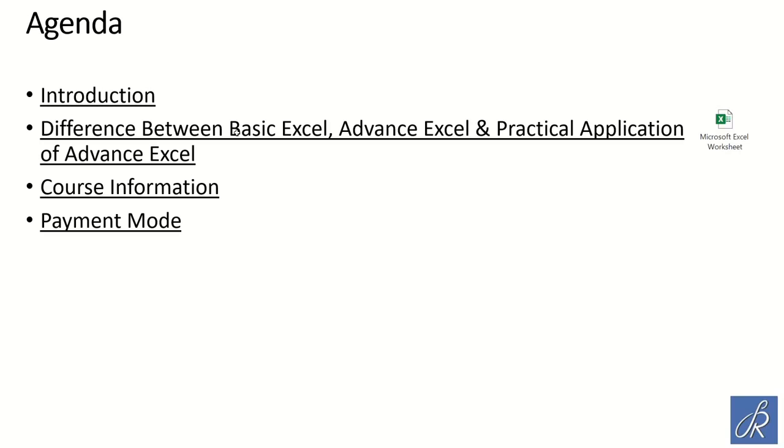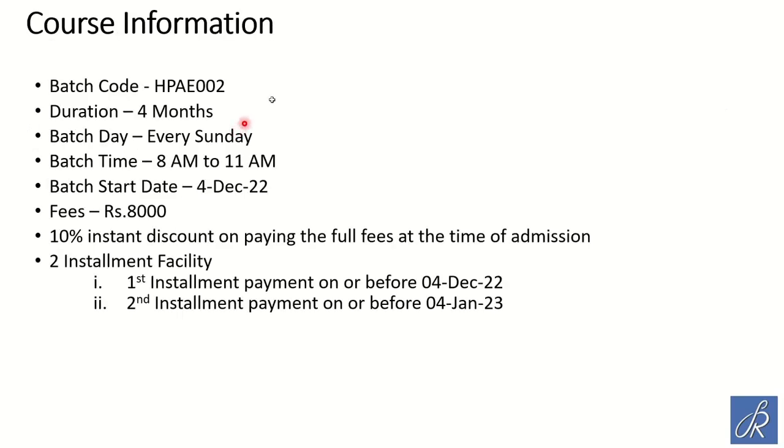So let's move on to the next topic, that is course information. HPAE002 is the batch code. It would be a weekend batch and the duration of this course would be 4 months. Every Sunday, 8 a.m. to 11 a.m., the batch would be scheduled. From next week, that is 4th of December, we will start the batch.